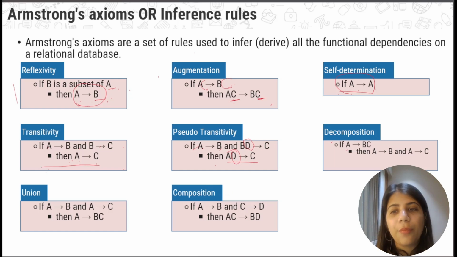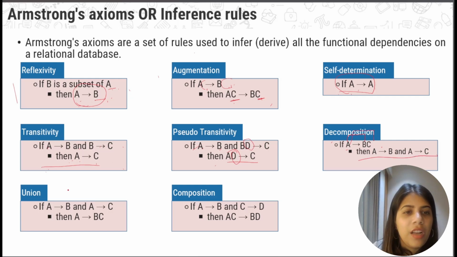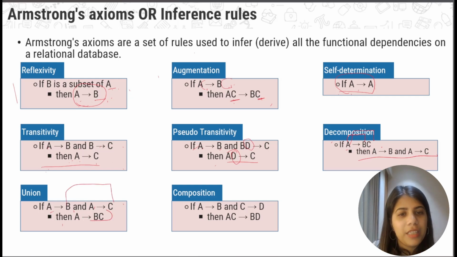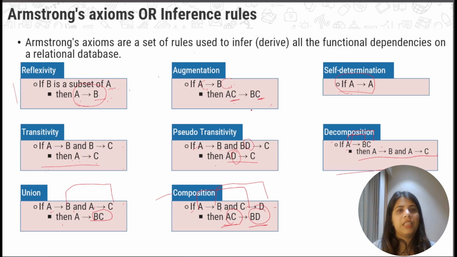Decomposition. If A determines BC, we can decompose: A can determine B also and A can determine C also. Union. If A determines B and A determines C, together A can determine BC both. This is the union rule. Composition. If A determines B and C determines D, then AC determines BD. So this was the rule of composition. Here we composed it, here we decomposed it. All these inference rules, we will be using further.